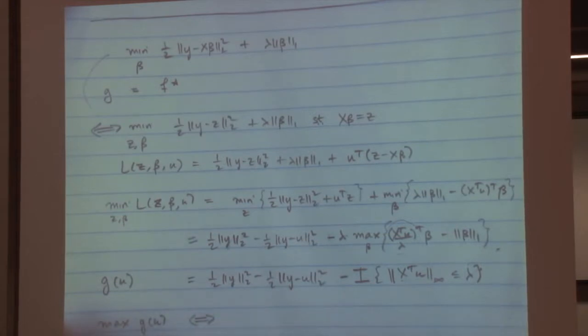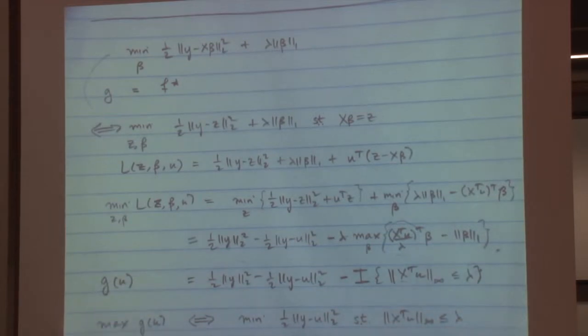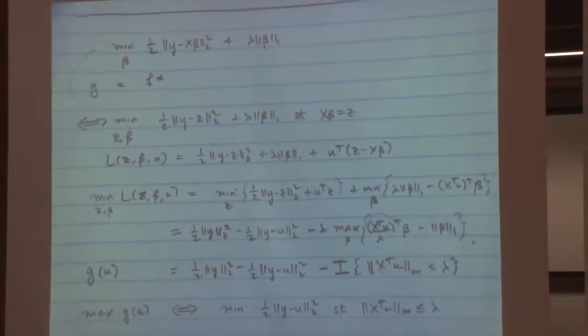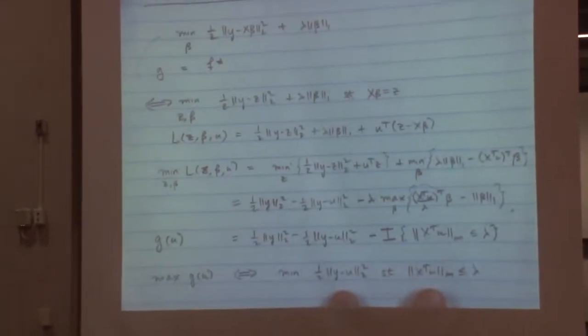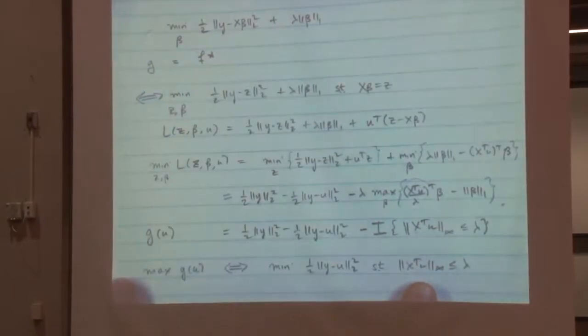let's just get rid of a few things. I don't need to worry about this because I'm talking about a maximum over u, so it's equivalent to minimizing, say, 1/2 y minus u squared plus this indicator, but I'm going to write that as a constraint. That's all this ends up adding as a constraint. So there we go. We derived the lasso dual. We didn't have to do much work either, right? This is the lasso dual. That's the lasso's original problem.